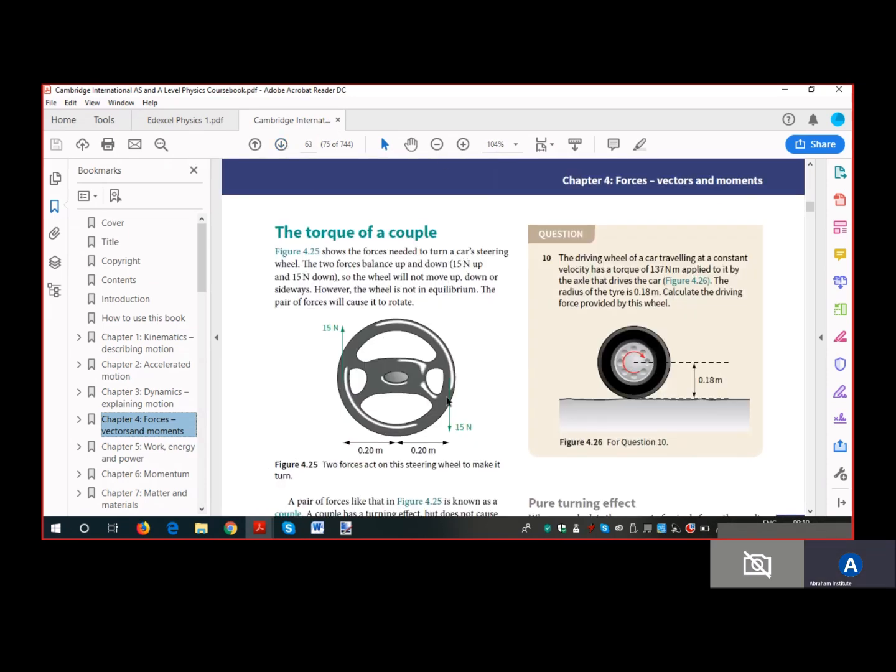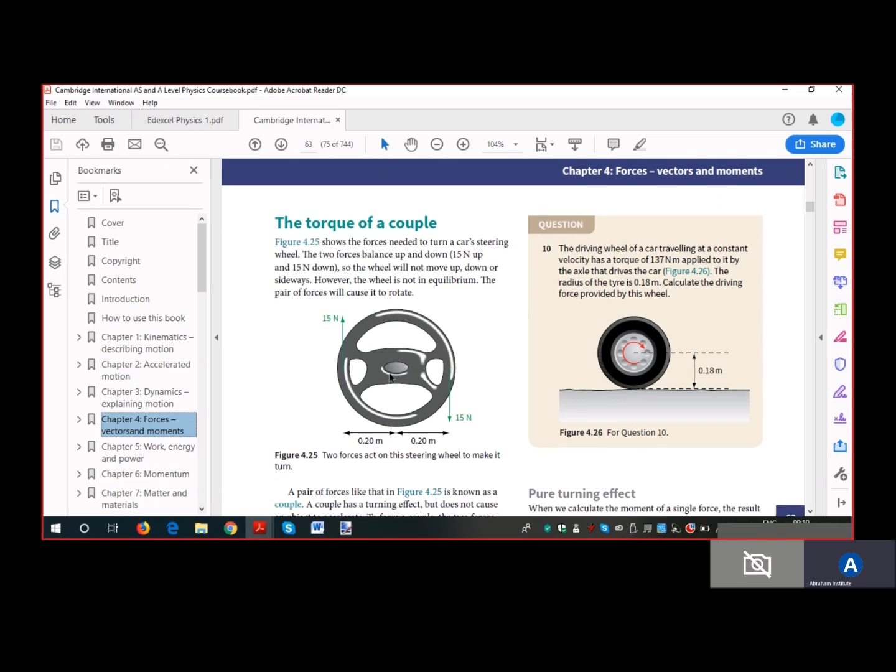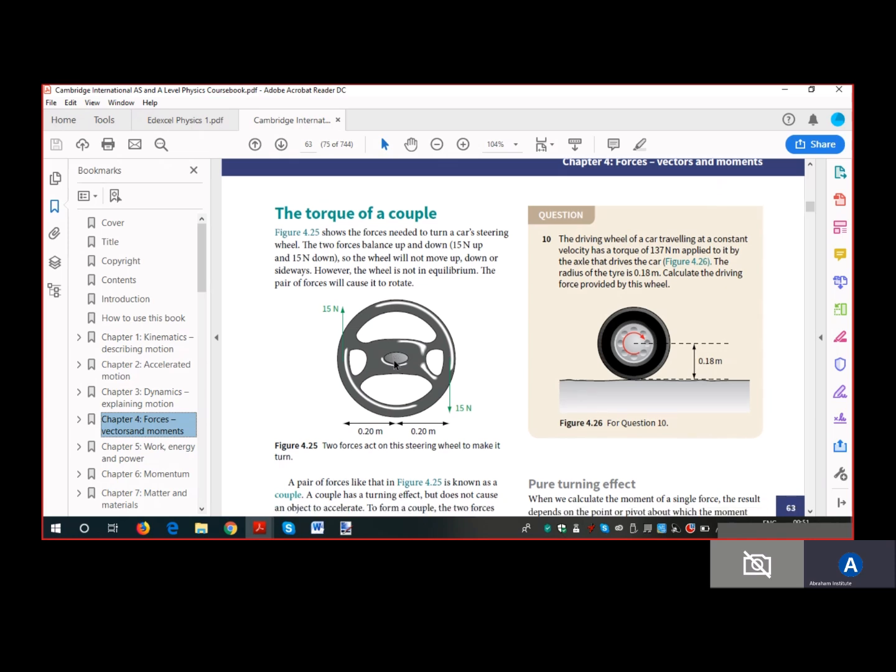Here we have it in this other book, the Cambridge book. This is also very simple. Now if you take a steering wheel, for example, the steering wheel will rotate about the middle. You know, the car steering wheel, the middle of it won't move, but the steering wheel rotates about the middle. So we can take moments about the middle.